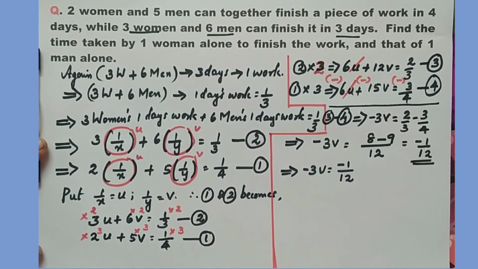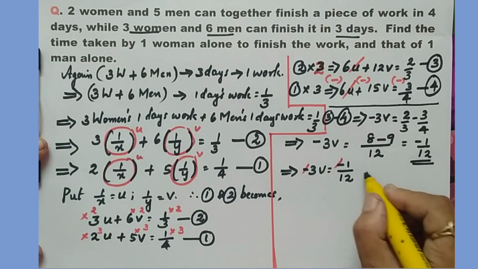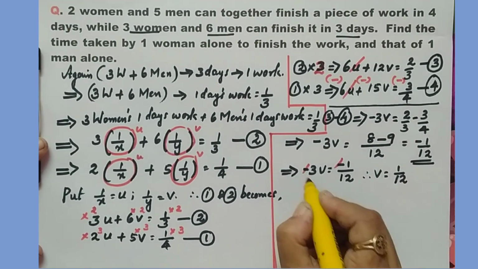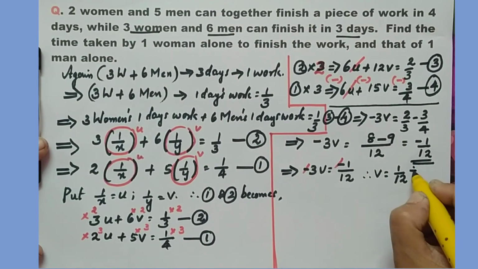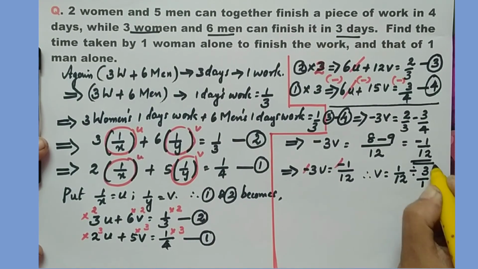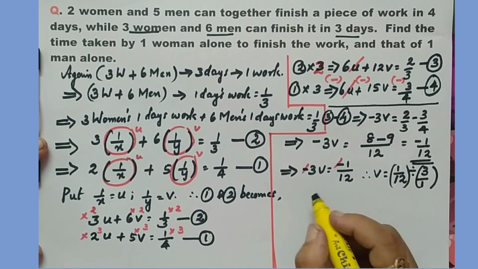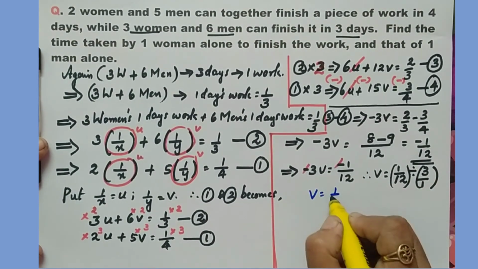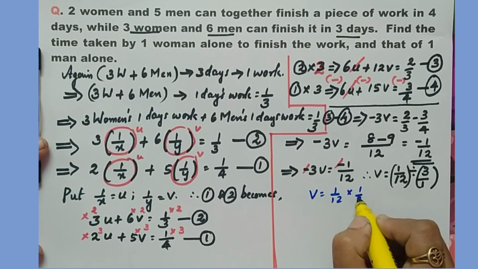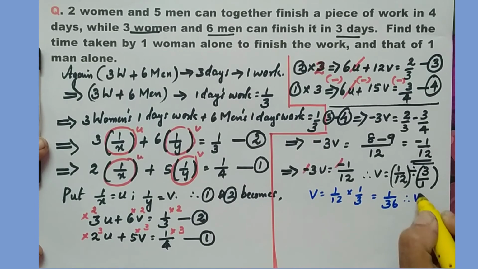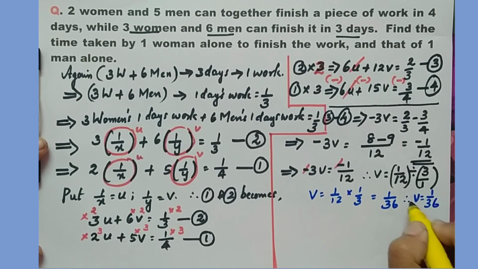So that you can cancel the two negatives on both sides. Therefore, v equals 1 by 12 on the right side. Multiplication with 3 goes to the right side and becomes division by 3, that is 3 by 1. You know how to divide two fractions. Write the first fraction as it is, take the reciprocal of the second and multiply: 1 by 3 equals 1 by 36. Therefore, the value of v equals 1 by 36.